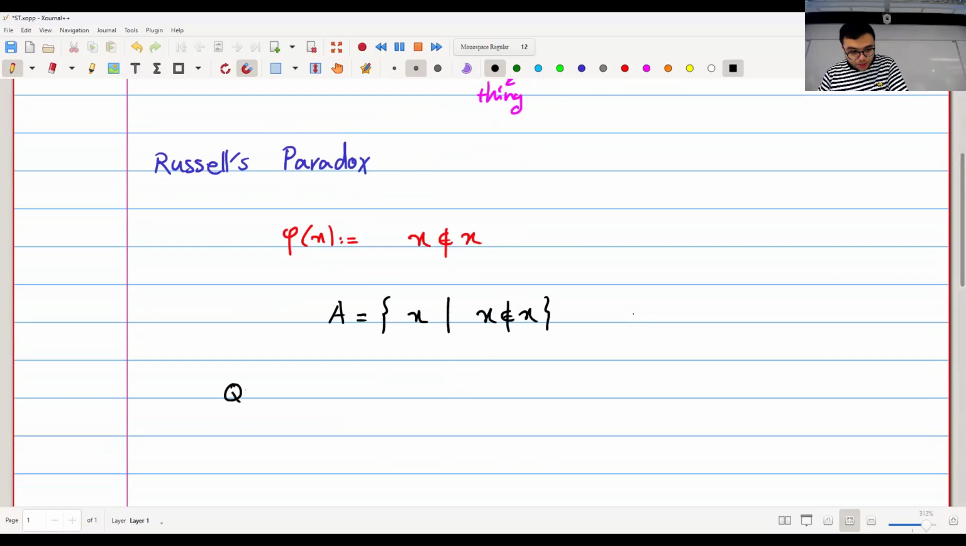I want to ask a question. Is A in itself? Is A a member of A? You see the problem with this. I'm either going to say yes or no, but both sides are going to take me to a paradox. Suppose that I say yes. Suppose A is a member of itself. What does that mean? That means that A is one of these X's which was not a member of itself. So basically, since A is in A, therefore A is not in A.